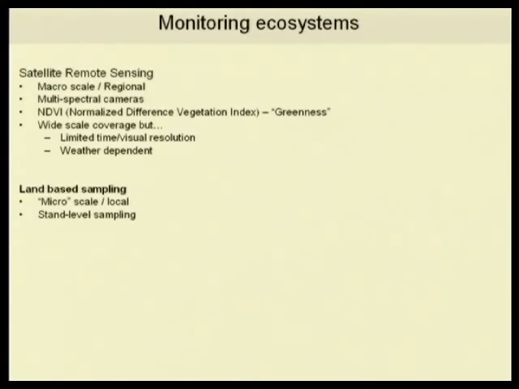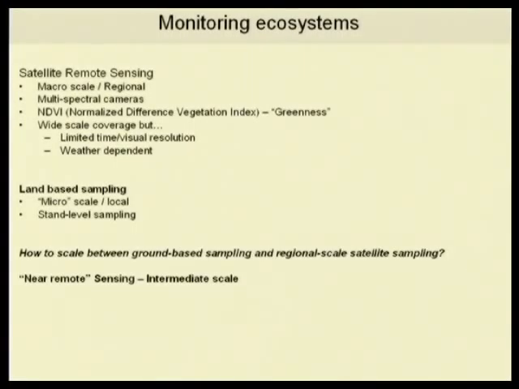And then there's land-based sampling that we all do. We go out and do field work, and we collect stuff, but it's pretty small scale. It's hard to collect land-based data over a large geographic scale. And so you get this question of how do we scale between those things? And there's been this idea around recently of near remote sensing, which is sort of things like UAVs and kite photography and gigapixel that lets you get that kind of intermediate scale between looking at a few trees on the ground and looking from the satellite.